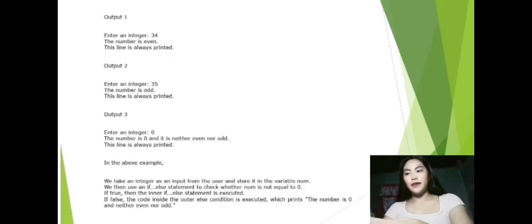Output 1. Enter an integer: 34. The number is even. This line is always printed. Output 2. Enter an integer: 35. The number is odd. This line is always printed. Output 3. Enter an integer: 0. The number is 0 and it is neither even nor odd. This line is always printed.